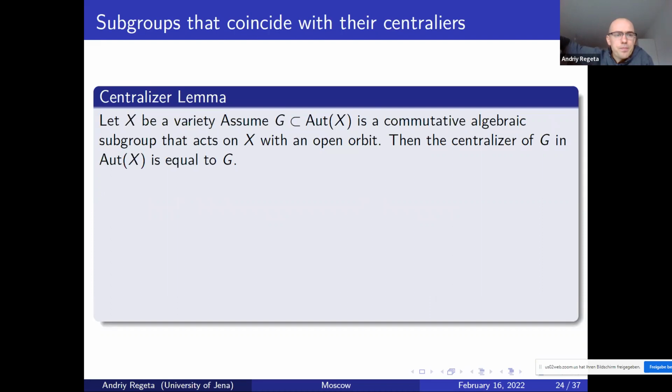Centralizer lemma. Let X be an affine variety, and also irreducible. Assume G is a commutative algebraic subgroup that acts on X with an open orbit. Then the centralizer of G in Aut X is equal to G.